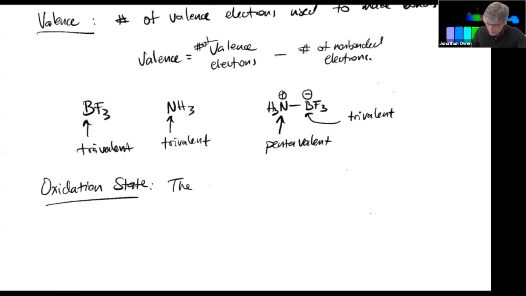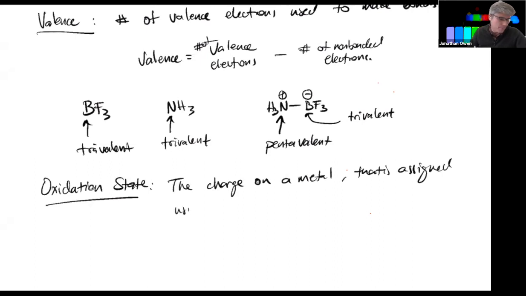The oxidation state is the charge, typically on a metal, that is assigned by analyzing electronegativity.